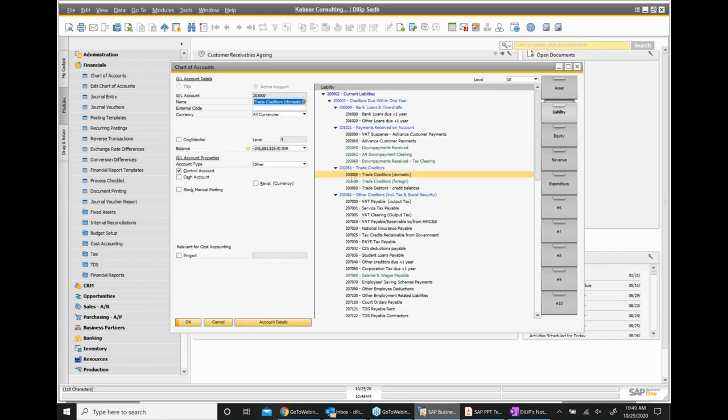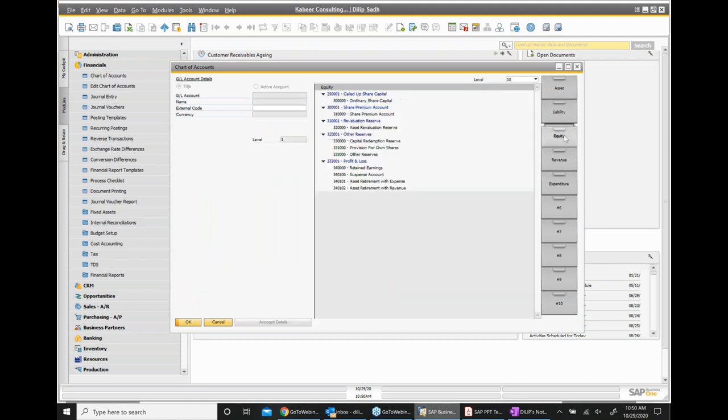For example, there is trade creditor, domestic. For the domestic suppliers, we are supposed to pay this amount. This is my liability. My assets, my liability. If you go to equity, here we have some kind of equity account, some kind of share capital. In the share capital, this is my balance sheet account.